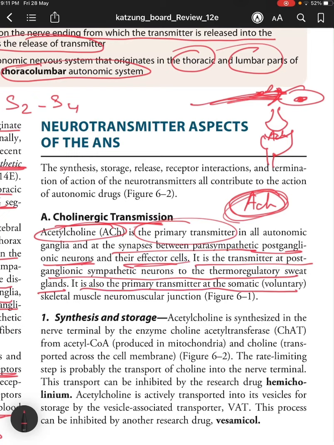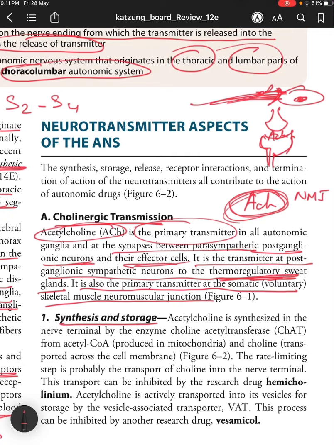It is also the primary transmitter at the somatic voluntary skeletal muscle NMJ. So where all do we see ACH? We see it at the NMJ, the neuromuscular junction. Then where else do we see that? We see that in postganglionic nerve endings of the parasympathetic neurons, and also in sympathetic nerve endings for thermoregulatory sweat glands, the postganglionic sympathetic neurons.